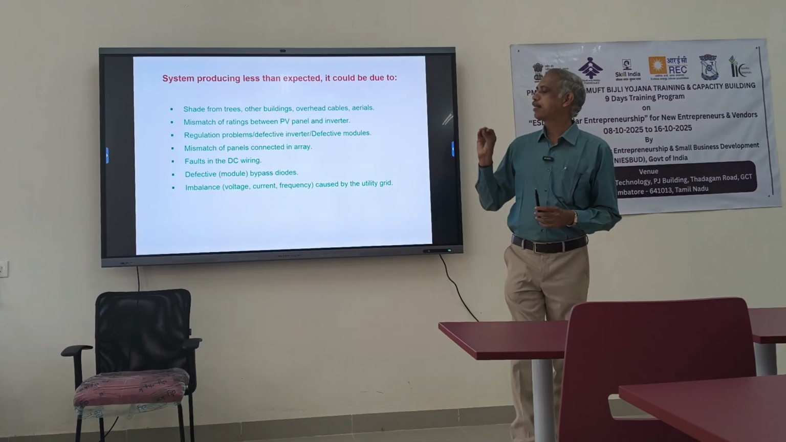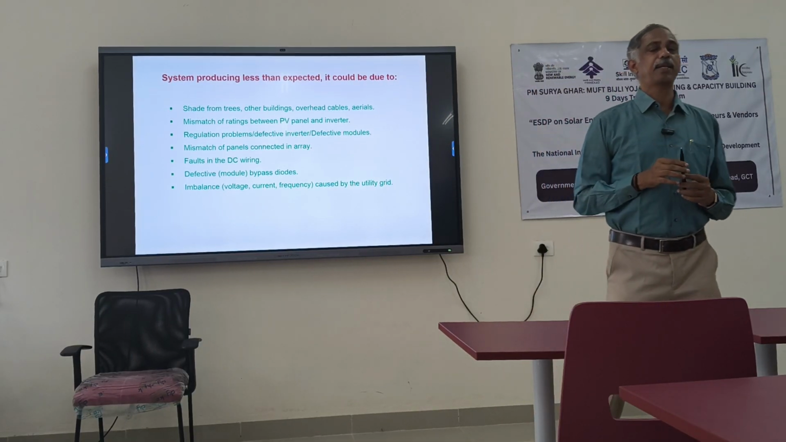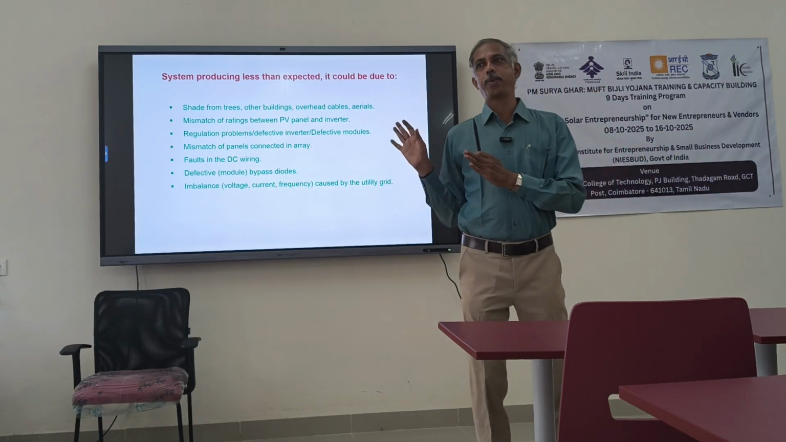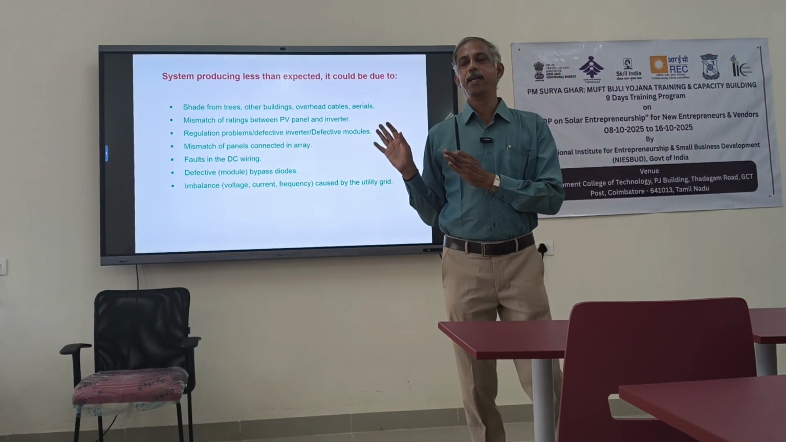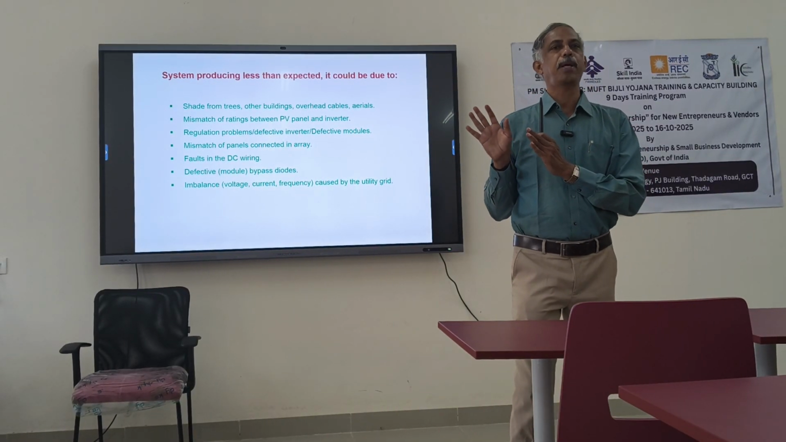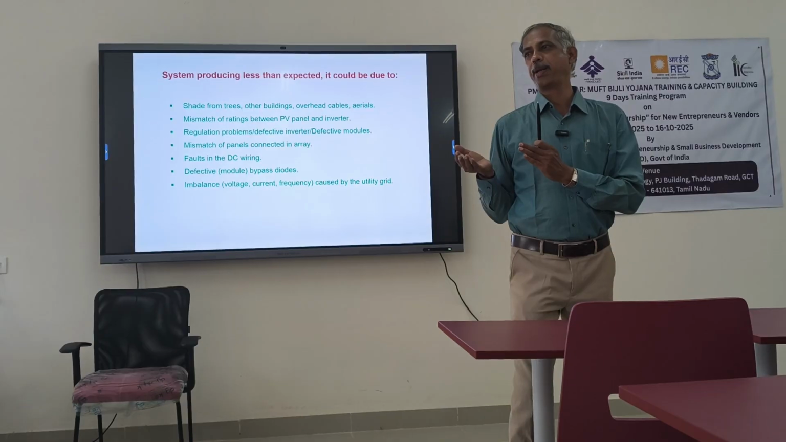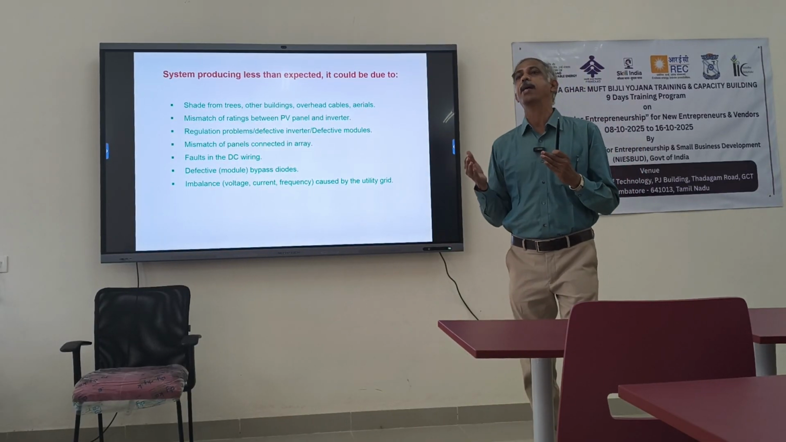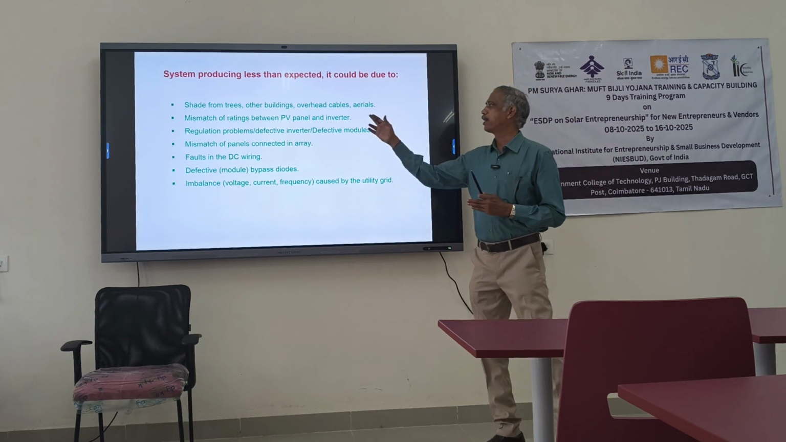And what are the causes for reduction of power generation? We have installed a 20 kilowatt panel on the rooftop of Rudra block. We are expecting 20 kilowatt of power to be generated from the panel. Due to some reasons, it may become 15 kilowatt or 10 kilowatt. There is a reduction in power generation. What may be the causes for that?